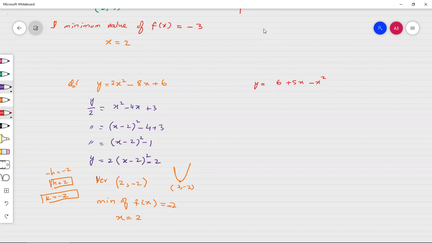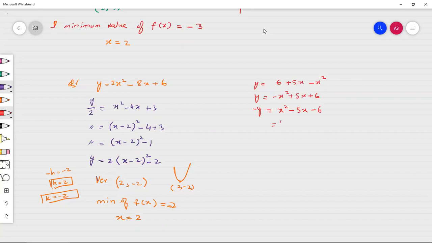Okay. So now look at this: 6 plus 5x minus x square. First arrange this: minus x square plus 5x and plus 6. Now multiply minus 1 with the whole equation. Then this would become minus y equals x square minus 5x minus 6.